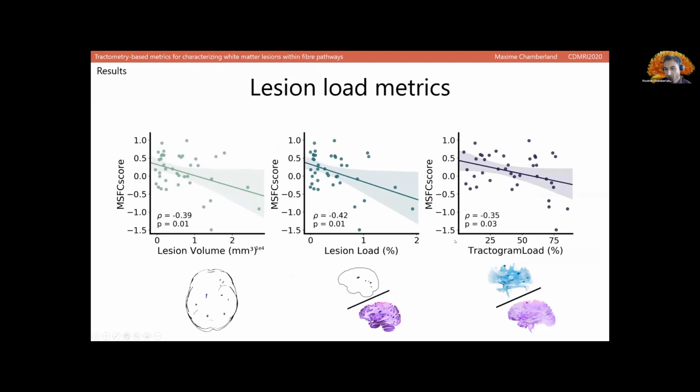And the other thing is the range of the Tractogram load goes from 0 to almost 100%, because as soon as a lesion is in a crossing area, you have a lot of tracts that cross through that, as opposed to here, a simple tiny lesion, where the spread of the lesion load goes up to 2% of the brain, basically. So that's one of the results.